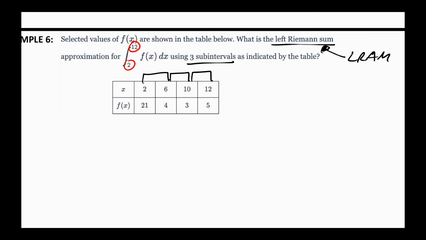So what's the width of the very first rectangle going to be? 4. What's the width of the next rectangle going to be? 4 again. What's the width of the last rectangle going to be? 2. Okay. All right, so let's do it.